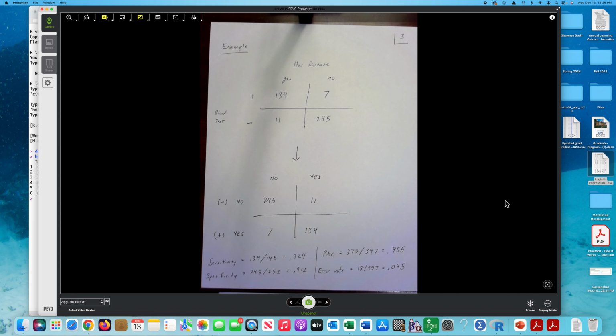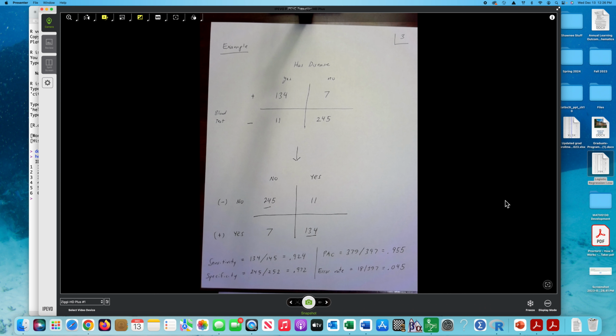in terms of correctly identifying negative cases. The percentage of accurately classified cases would be these two values, which is 379 divided by the total, which is 397. So a very impressive 95.5% of our cases were accurately classified. The error rate, in other words the percentage of those that weren't accurately classified, would be 7 plus 11, which is 18, divided by 397.